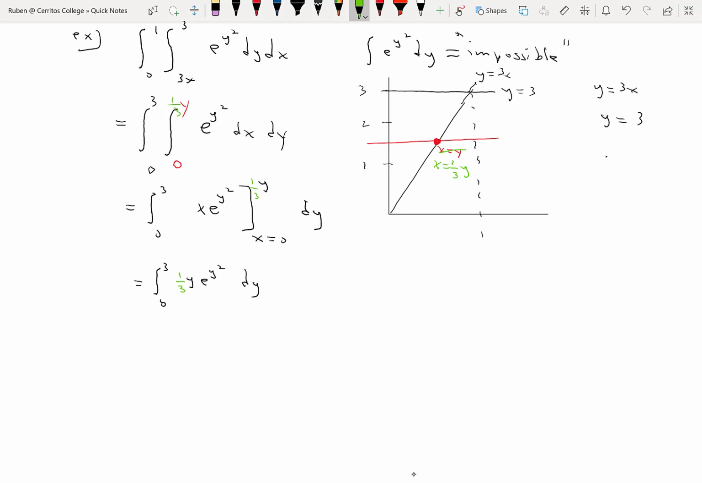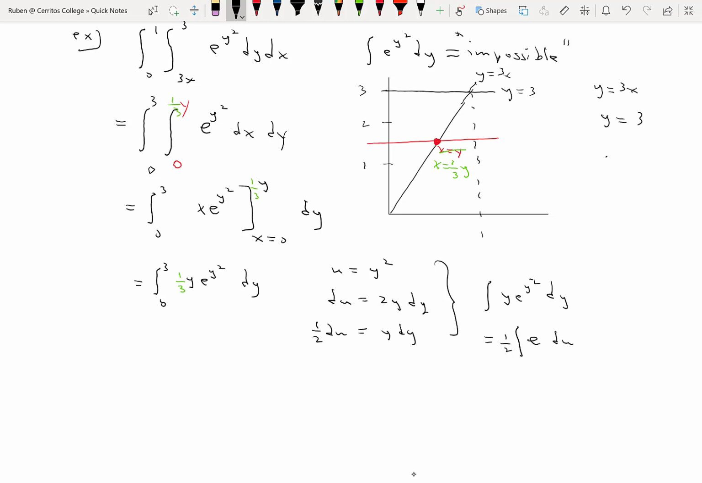Better. Okay. This is still a simple Calc 2 integral. It's a u substitution. Let u equal y squared. If u equals y squared, du equals 2y dy. So y dy equals 1/2 du. So maybe do the integration on the side here. The integral of y e to the y squared with respect to y equals, make the substitution, y dy is 1/2 du. Y squared is u, so it's e to the u.